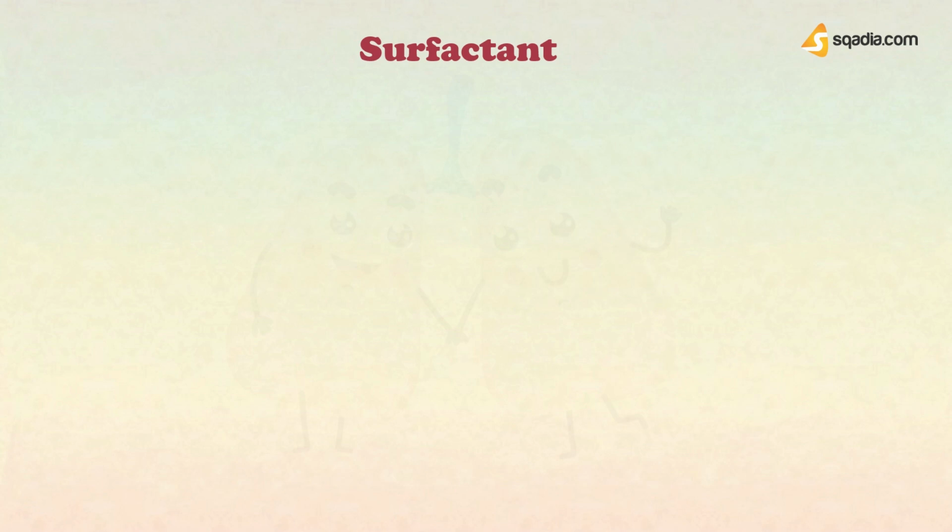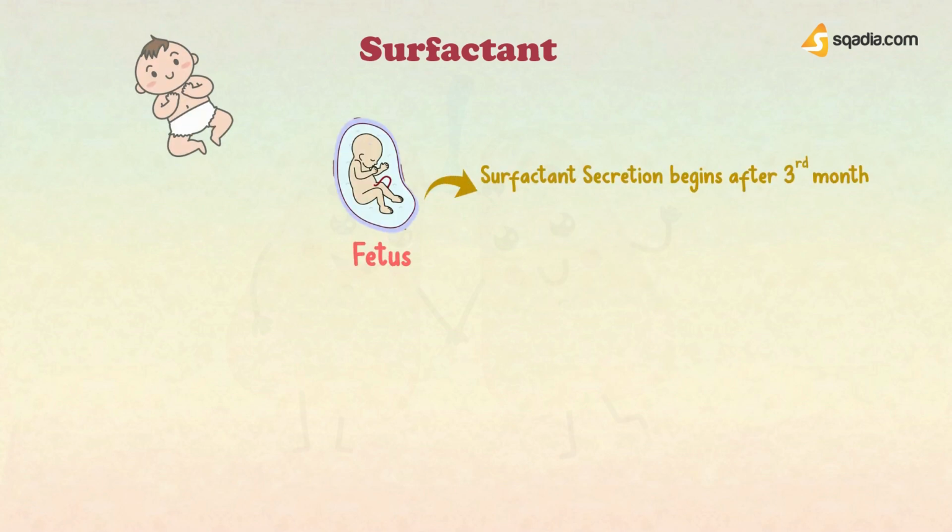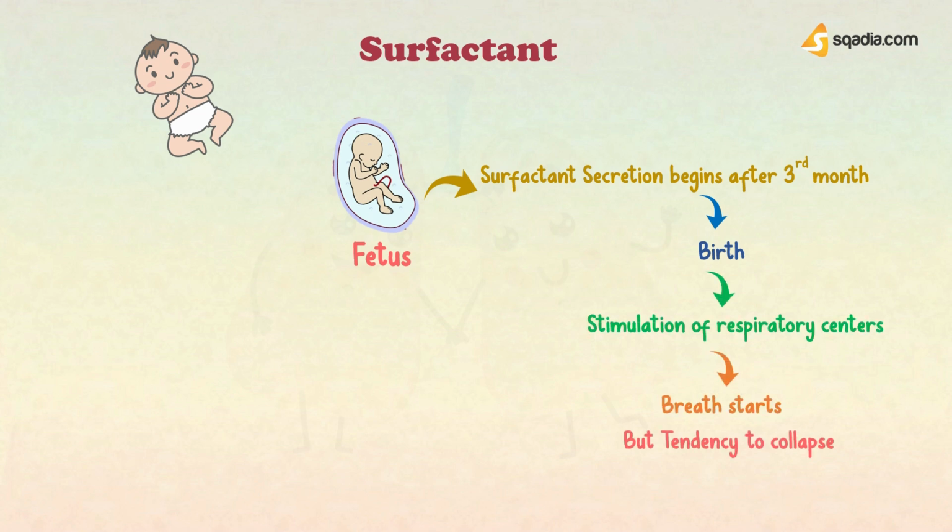Now, surfactant plays an important role in the inflation of lungs after birth. In a fetus, the secretion of surfactant begins after the 3rd month. Until birth, the lungs are solid and not expanded. Soon after birth, the first breath starts because of the stimulation of respiratory centers by hypoxia and hypercapnia. Although the respiratory movements are attempted by the infant, the lungs tend to collapse repeatedly, and the presence of surfactant in the alveoli prevents the lungs from collapsing.